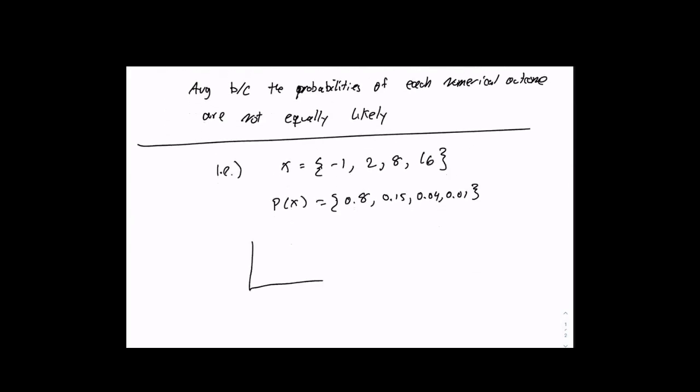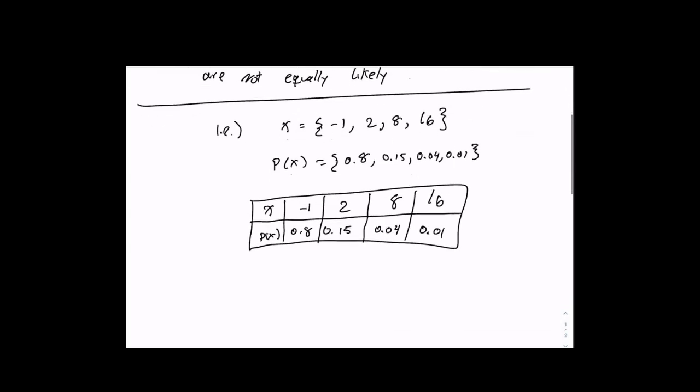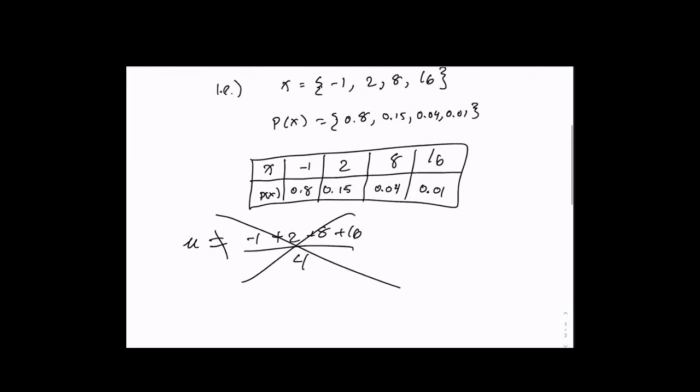And of course, we made this look a little bit better by saying x, p of x, -1, 2, 8, 16, and we matched up the probabilities. Okay? So we have these probabilities. They're all matched and lined up. And the question is, what is the average? All right? The average is not -1 plus 2 plus 8 plus 16 divided by 4. This is not how we do it.